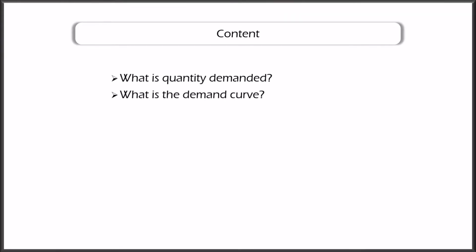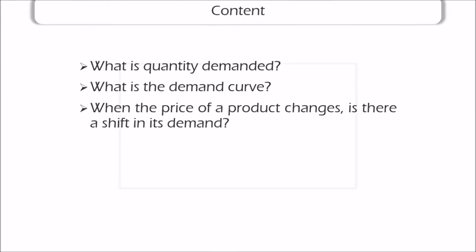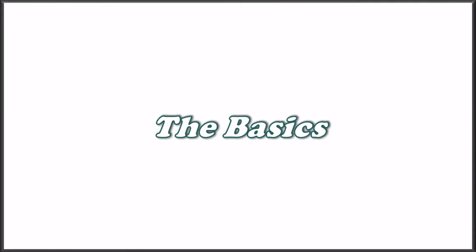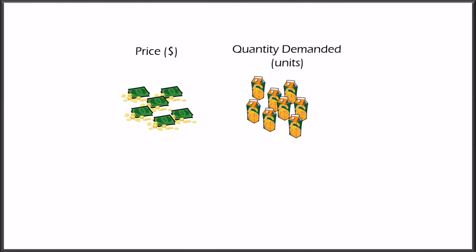The objective of this class is to address and answer the following questions. What is quantity demanded? What is the demand curve? And when the price of a product changes, is there a shift in its demand? Let's start with the basics. Quantity demanded is the amount of a product an individual would like to acquire at a certain price.